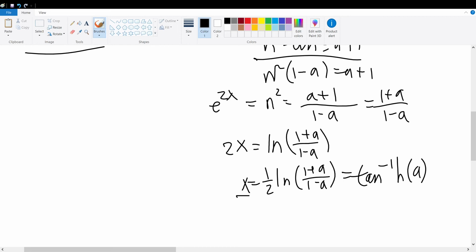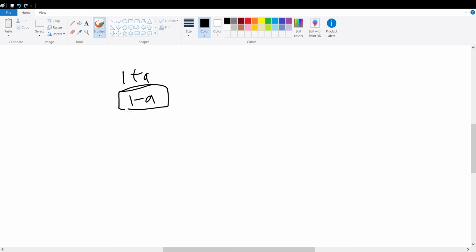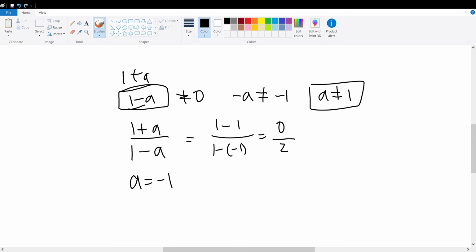The restriction of a that will make this equation true. For starters, we know that in (1 plus a) divided by (1 minus a), the denominator can never be equal to 0, because that will make the fraction undefined. So from this, we know that negative a cannot be equal to negative 1, so a cannot be equal to 1. And let us do that when a is equal to negative 1. Well, this will be equal to (1 minus 1) divided by (1 minus (negative 1)), which will be equal to 0 divided by 2, which is equal to 0.